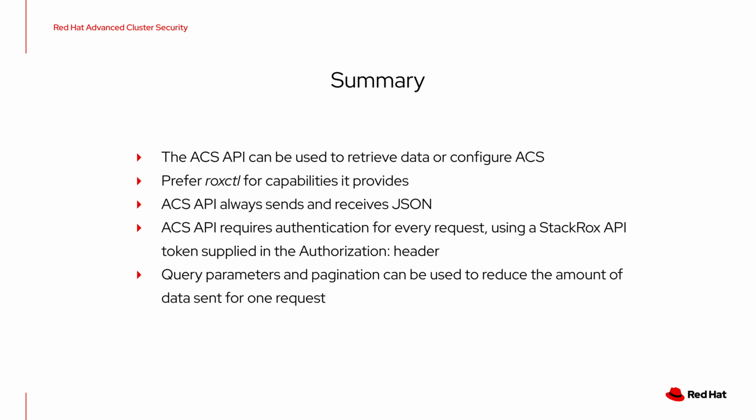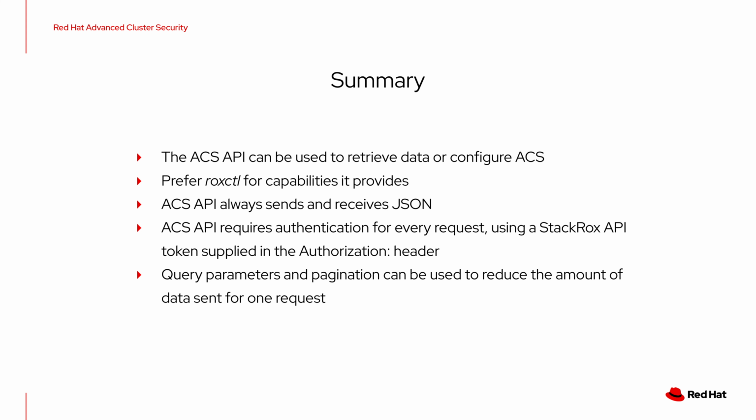All right, in summary, the ACS API can be used to perform almost any action that you see in the ACS UI. You can retrieve data about violations, also known as alerts, about vulnerabilities, and images and deployments. You can also configure ACS through the API by posting data to one of the API endpoints. Recall too that roxctl provides a lot of capabilities. Where it provides those capabilities, you should prefer using that to automate versus coding your own in the ACS API. So for things like image checking or backup, take a look at roxctl and the capabilities that it has.